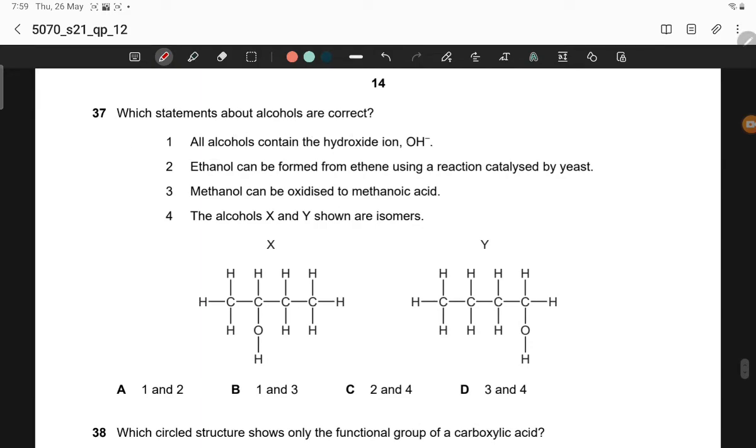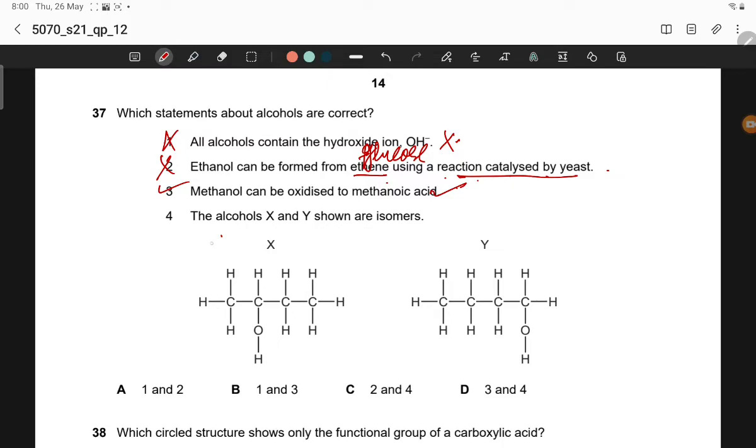Which statements about alcohols are correct? All alcohols contain the hydroxyl group, not hydroxide ions. Ethanol can be formed from ethene using a reaction catalyzed by yeast. So ethanol can be formed from glucose. This is not correct using reaction catalyzed by yeast. Methanol can be oxidized to methanoic acid. Yes, it is correct. Alcohol X and Y shown are isomers.